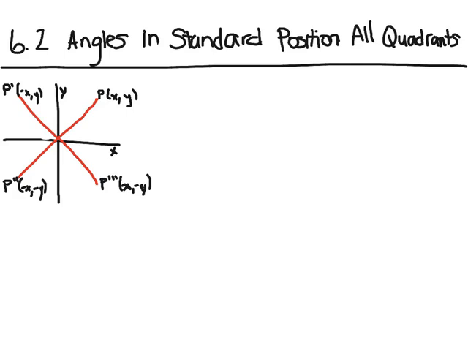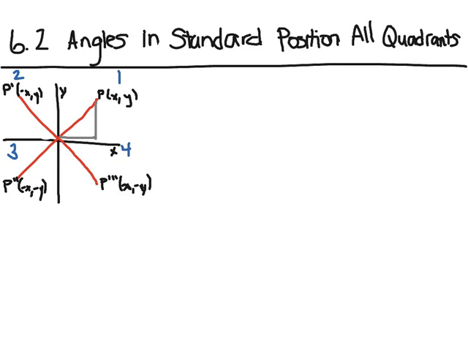Now we're going to talk about angles in standard position in all quadrants. So if we look at our diagram, this is quadrant 1, this is quadrant 2, this is quadrant 3, and this is quadrant 4. When we are in quadrant 1, our x value is positive because we're going positive x, and our y value is positive because we're going positive y.